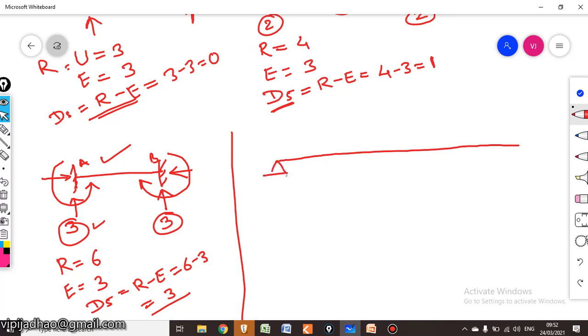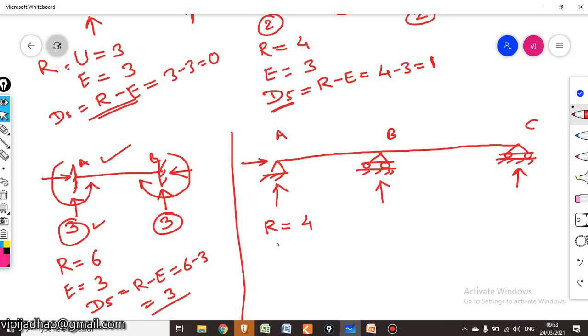Okay. Now let us consider another example of a continuous beam which is supported like this. Now here you can see there will be two reactions at this end A: a vertical reaction and a horizontal reaction, whereas at points B and C there will be only vertical reactions. So total unknown reactions for this particular continuous beam will be equal to 4.